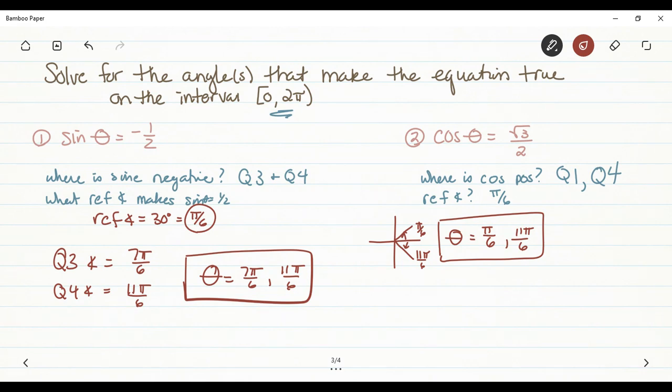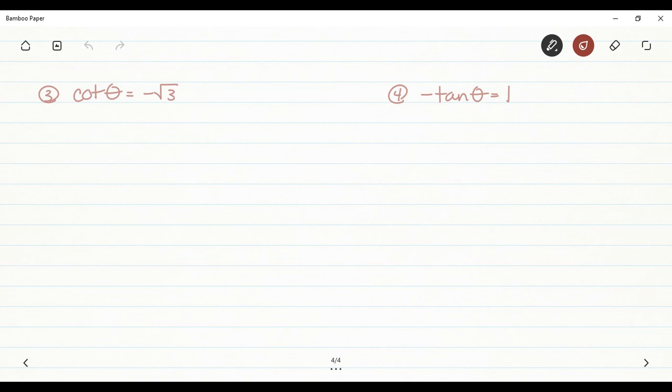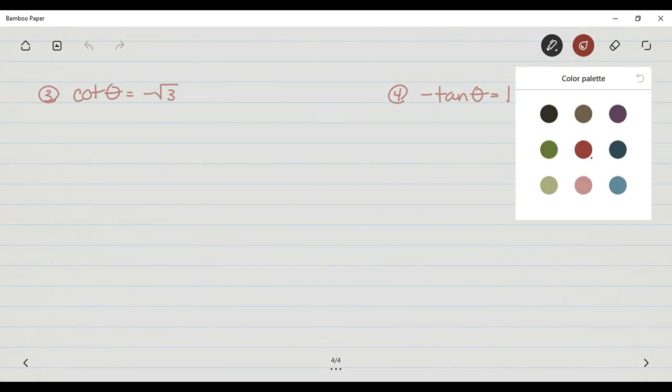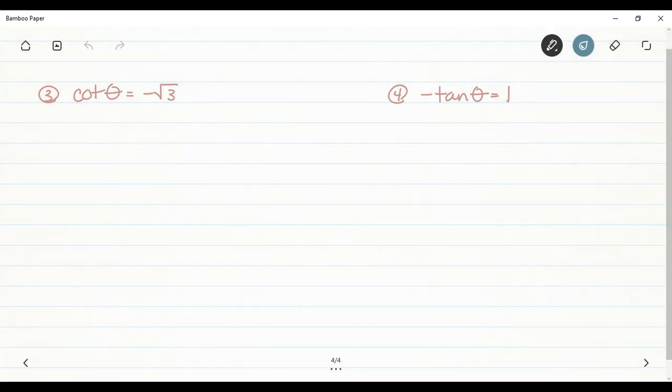Let's look at another example where cotangent is equal to -√3. First, let's consider what quadrants we're talking about. We're looking for quadrants where tangent is negative. So tangent is negative in quadrant 2 and quadrant 4. Cotangent follows the same positive and negative signs as tangent. So the reference angle gives us a value of radical 3 for tangent, and that is pi over 6.